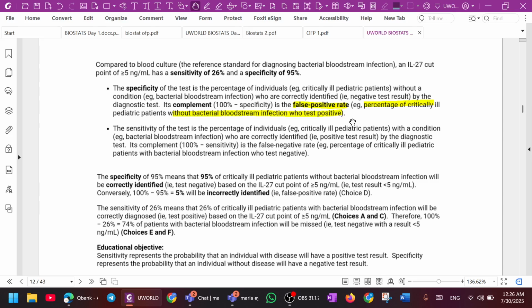The sensitivity of 26% means 26% of critically ill pediatric patients with bacterial bloodstream infection will be correctly diagnosed, that is, test positive based on an IL-27 cut point of more than 5 nanogram per ml. Therefore, 100% minus 26%, 74% of patients with bacterial bloodstream infection will be missed, that is, test negative with a result less than 5 nanogram per ml.